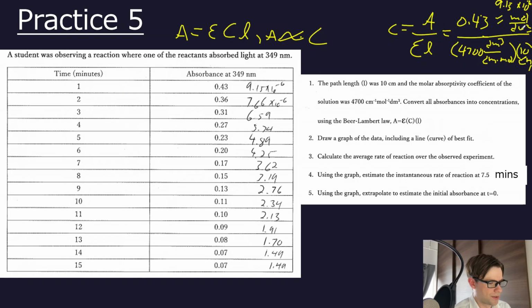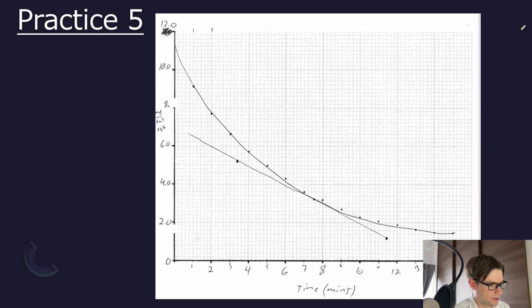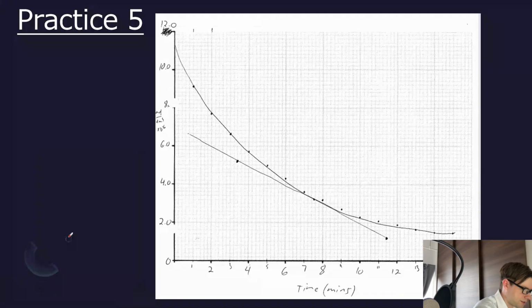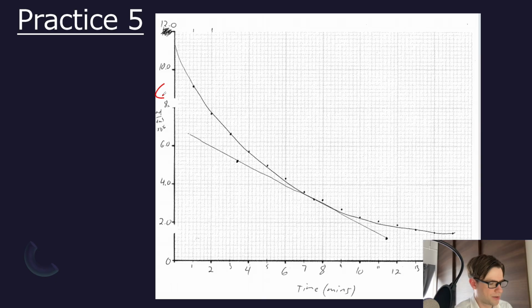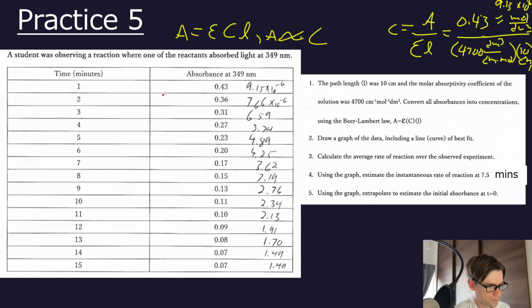Okay, then draw a graph of this data, including a curve of best fit. I've basically done that on the following slide. So this is what it might look like if we graph concentration in mole per decimeter cubed times 10 to the minus 6 on the y-axis scale. This is concentration. And then time in minutes on the x-axis. I graph this and then try to draw that tangent line as part of the next question. Well, question 3 first just says calculate the average rate of reaction over the observed experiment. I can do that here quickly. I'll use yellow.